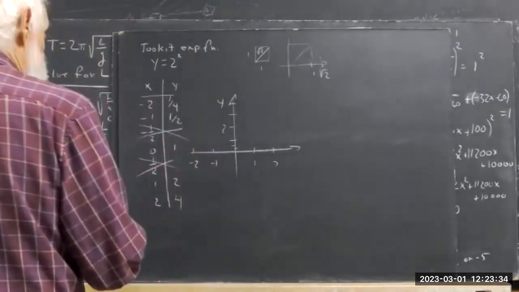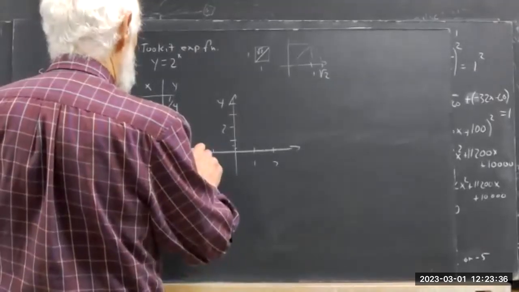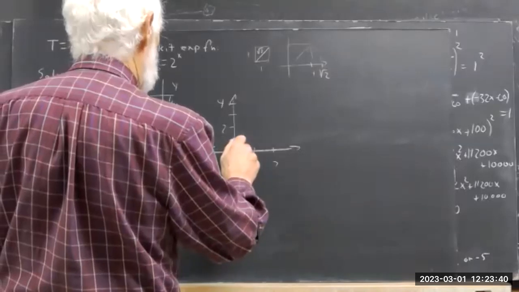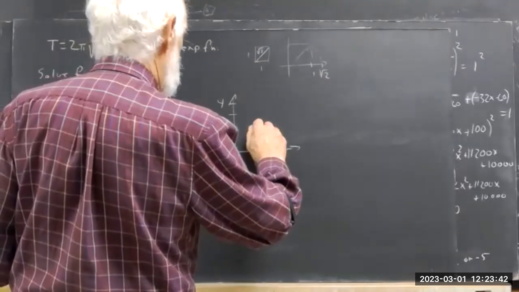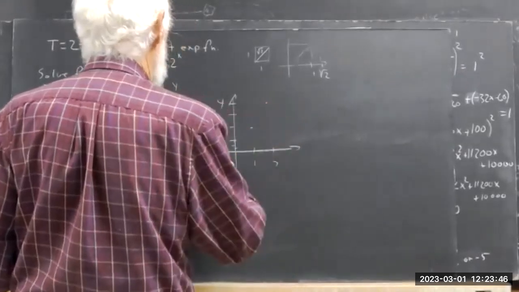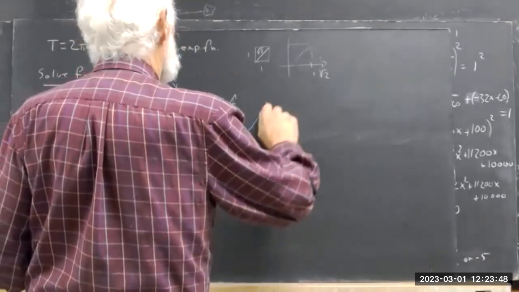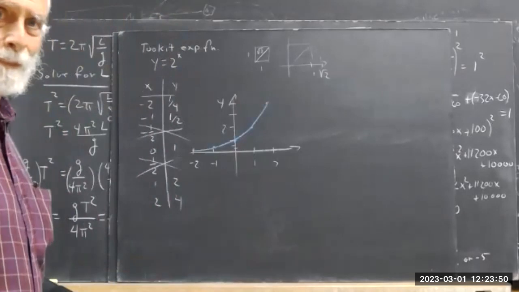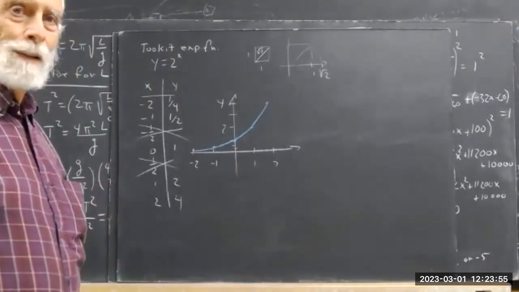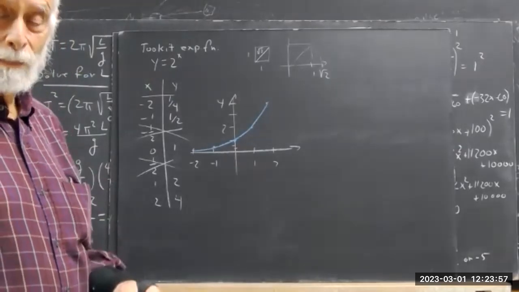This graph here, then it's here, and here, and here, and here, and you can draw a nice graceful curve through this. And you don't need the -1/2 and the 1/2.